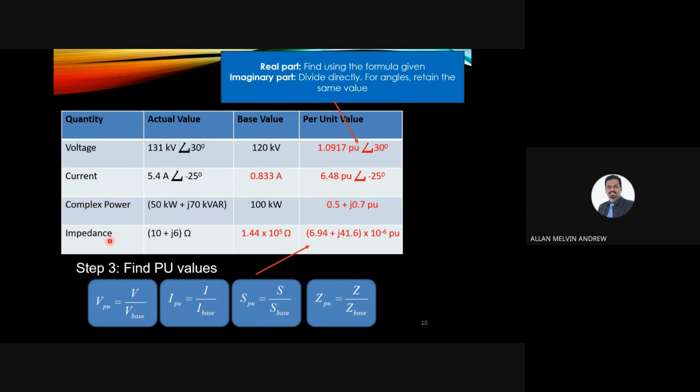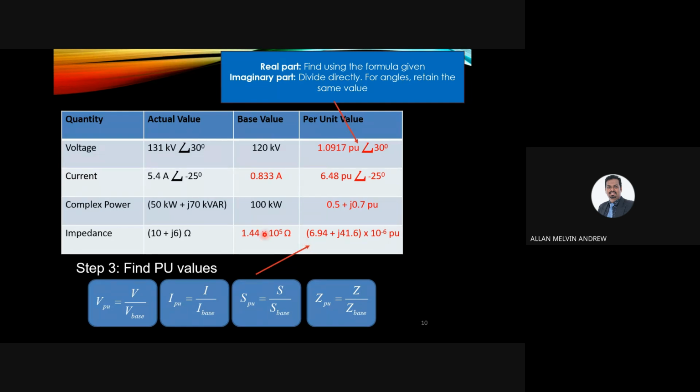Then for impedance, you have two parts, the real part and also the imaginary part. The real part you calculate first. So 10 divided by 1.44 times 10 to the power of 5, and you get this value. I don't prefer to write it this way, but it's okay. If you are familiar with this, you can write it this way, or you just write the actual number.